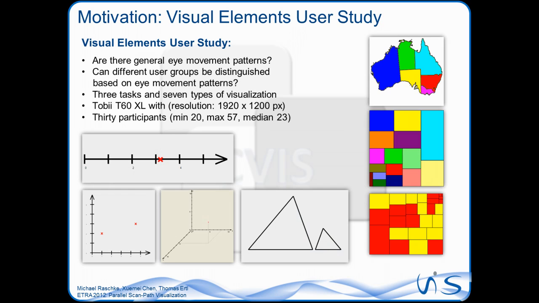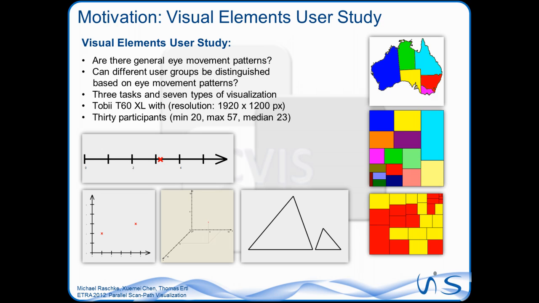The motivation to develop a new visualization technique for eye tracking was our so-called visual elements user study. Questions which we wanted to study in our user study were: are there general eye movement patterns? Can different user groups be distinguished based on eye movement patterns? We had 3 tasks and 7 types of visualizations. They are shown here. For example, 1-dimensional, 2-dimensional and 3-dimensional coordinate systems. There the task was to identify a given position in the coordinate system.